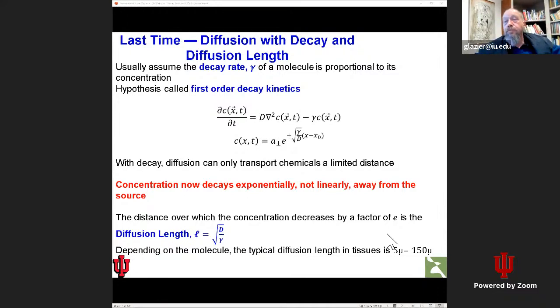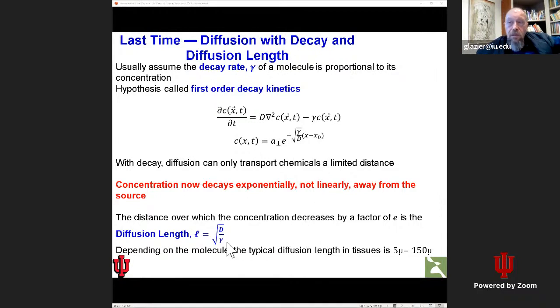And the key thing here is that the scale factor inside of our exponential goes like the square root of the decay rate divided by the diffusion constant. And that means that when x minus x0 is 1 over this, my concentration is decreased by 1 over e. And so that defines what's called the diffusion length, which is the typical distance a molecule gets before it's absorbed or destroyed.